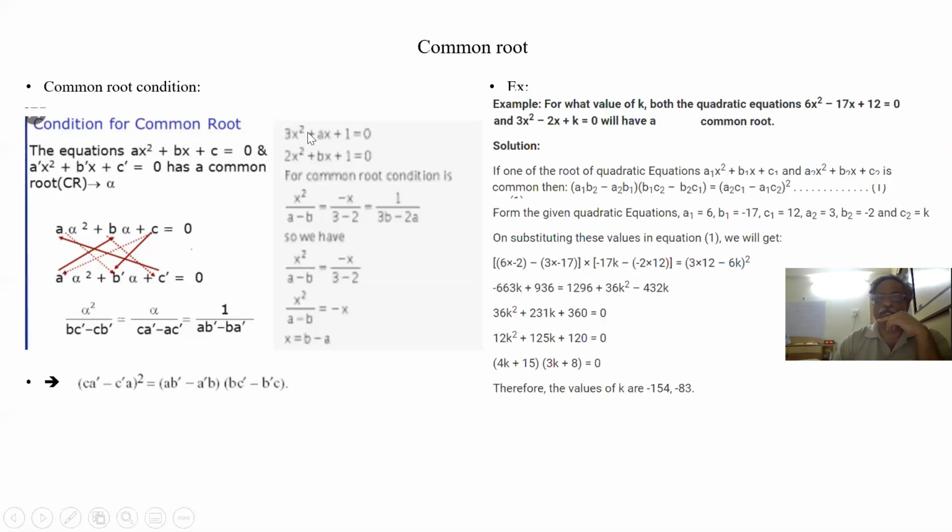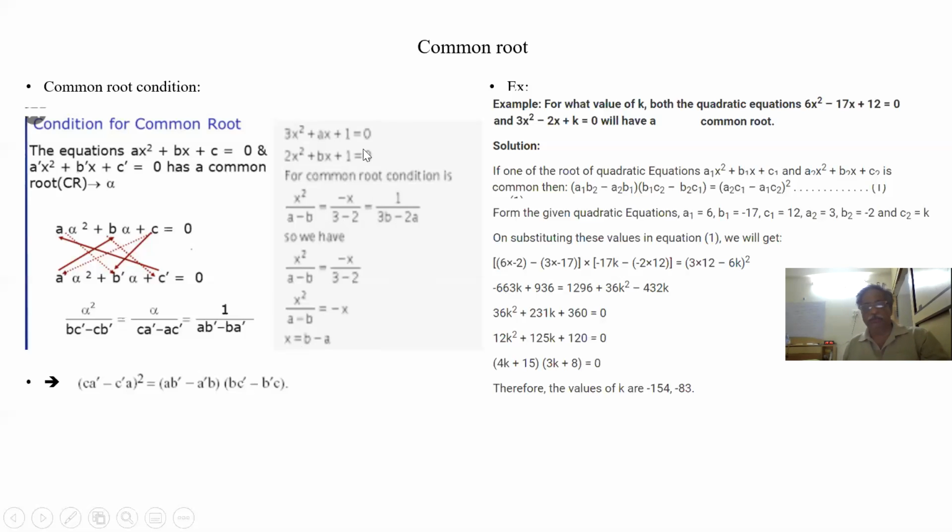So let us see. These two have a common root. What is the condition? So we have seen x square by a minus b is equal to x by 2 minus 3, minus x by 3 minus 2, 1 by 3b minus 2a. So when we solve it, I am getting x is equal to b minus a. This is a condition for these two equations to have a common root.